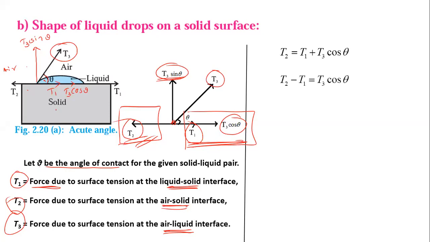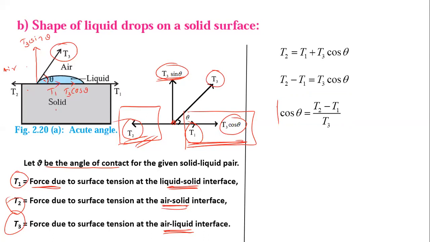Now after that, I transfer this T1 to this side. So we get T2 minus T1 is equal to T3 cos theta. It's only mathematics. Now we write the formula of cos theta. Cos theta is given by this formula, and this formula is very important.